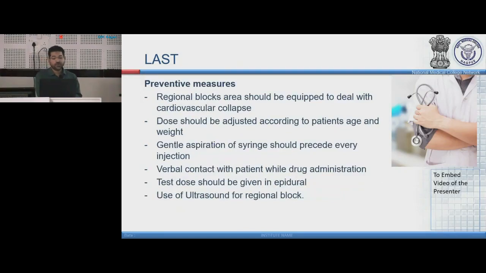How to prevent this? Regional block area should be equipped to deal with cardiovascular collapse. Dose should be adjusted according to patient's age and weight, and gentle aspiration of syringe should precede every injection. Verbal contact with patient should always be there, while giving the drug. Test dose should be given in epidural, and use ultrasound for regional block.